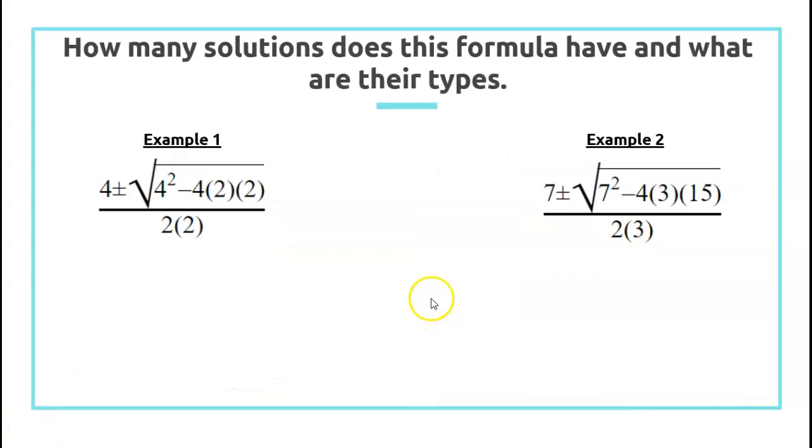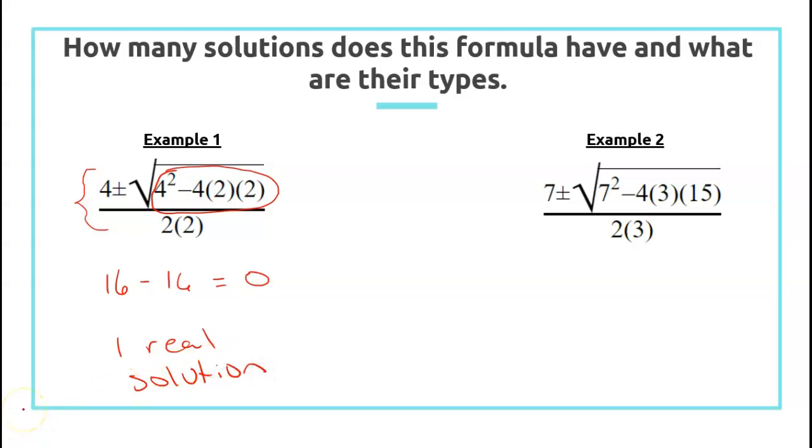So let's try some of these examples real quick. We are asked to find how many solutions this formula has and what types they are. So we see this big quadratic formula right here, but we're not interested in that. We're only interested in our discriminant right now because we are asked how many solutions and what type, not what they are. So 4 times 4 is going to be 16, minus 4 times 2, which is 8, times 2 is 16. 16 minus 16 is equal to 0. That means we have 1 real solution.